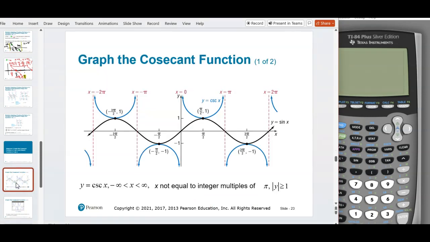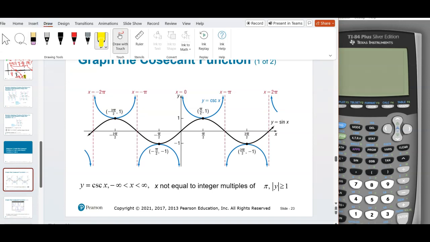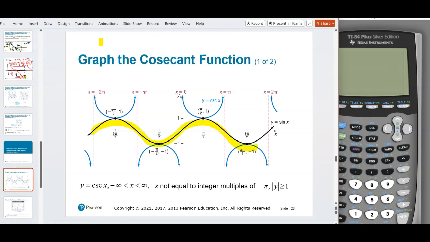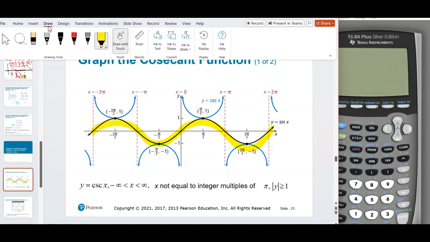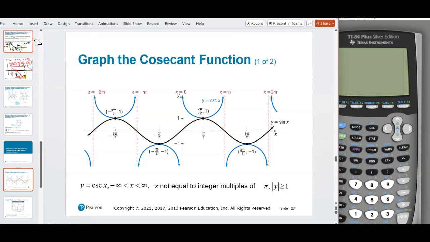So when you graph cosecant and secant, you're actually going to use the sine or the cosine, depending on which one you're graphing, to be the foundation for your graph. So there's a sine curve. I want you to understand that the only thing that is the secant here are the blue U shapes, N shapes, whatever you want to call it.